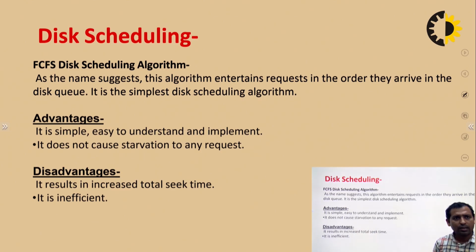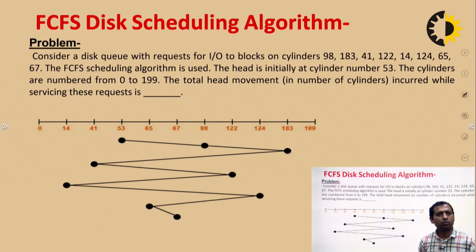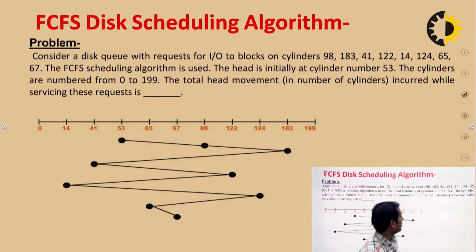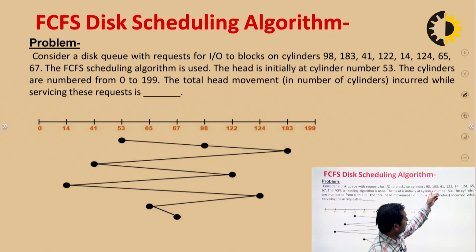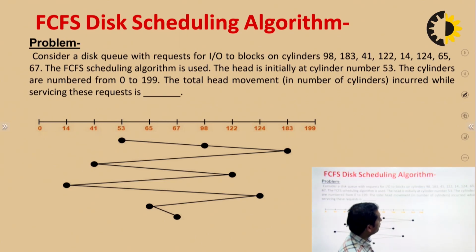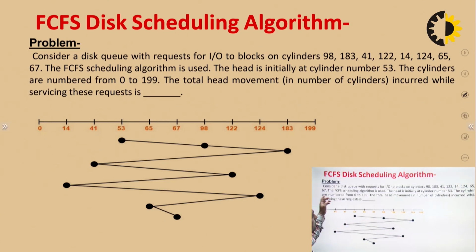So, first we understand how this works by taking an example. Consider a disk queue with input-output requests to blocks on the cylinders. The cylinder numbers to be served are 98, 183, 41, 122, 14, 124, 65 and 67. The FCFS scheduling algorithm is used.